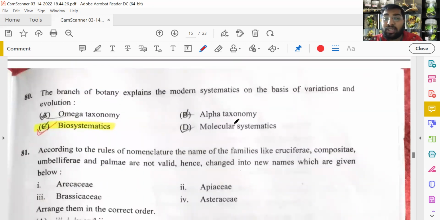The branch of botany which explains modern systematics on the basis of variations and evolution is called as, again, here there are two words given. If only evolution were given, then your answer would be biosystematics. If only variation were given, then your answer would have been molecular systematics. I'm not very sure which is the right answer.